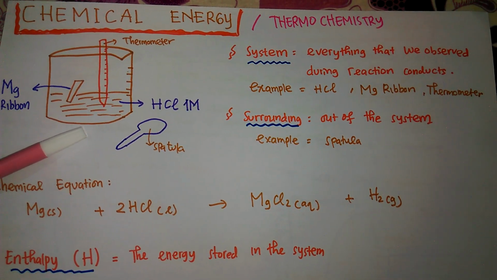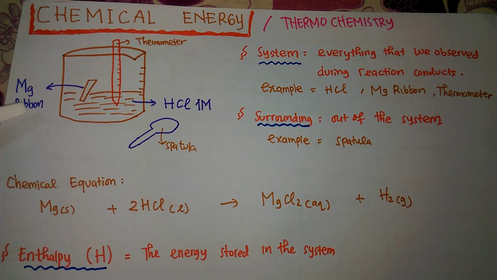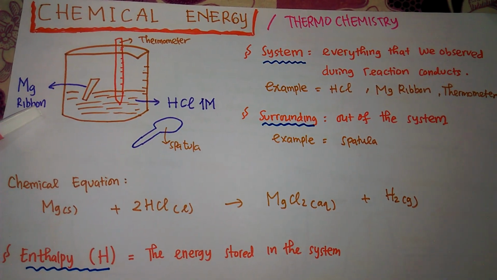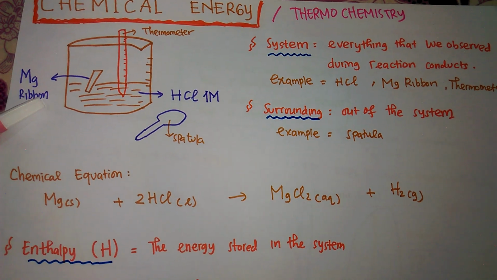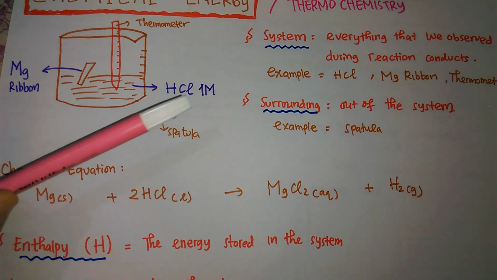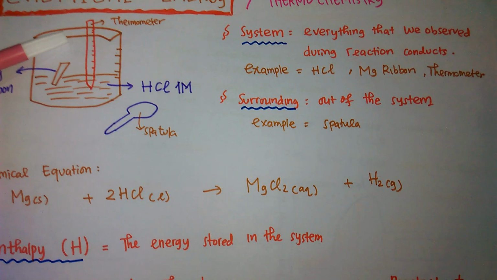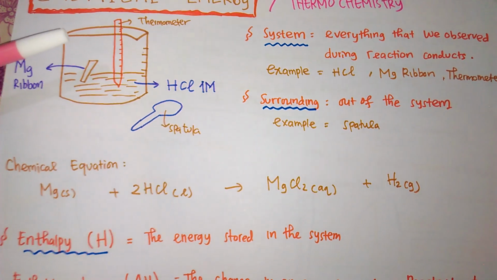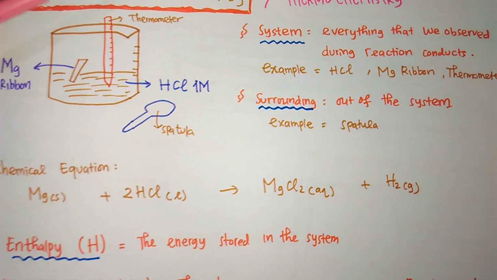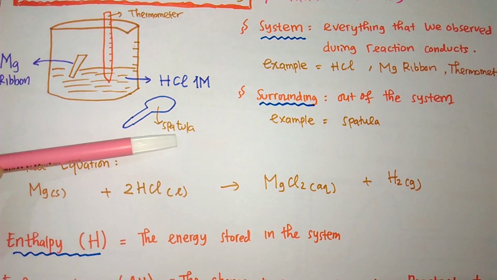So from this situation, the things that we observe are called the system. We are going to observe the magnesium ribbon as it gets used up, and then we observe the hydrochloric acid, and of course we can observe the change of temperature. So we can say that there are 3 systems in this situation: magnesium ribbon, thermometer, and hydrochloric acid. How about the spatula? You don't need to observe it while the reaction happens.